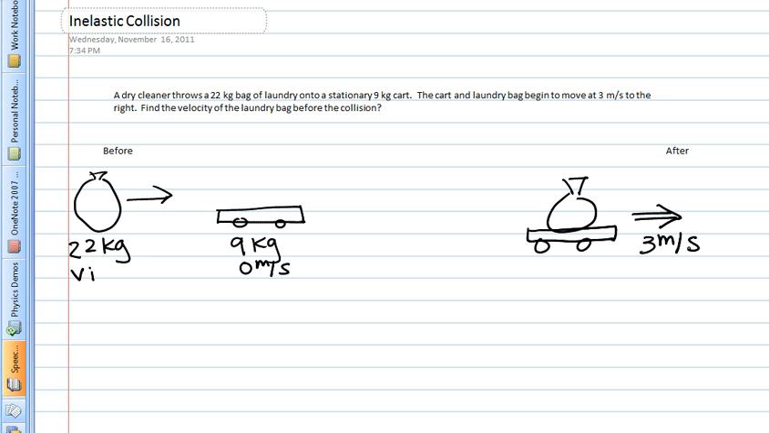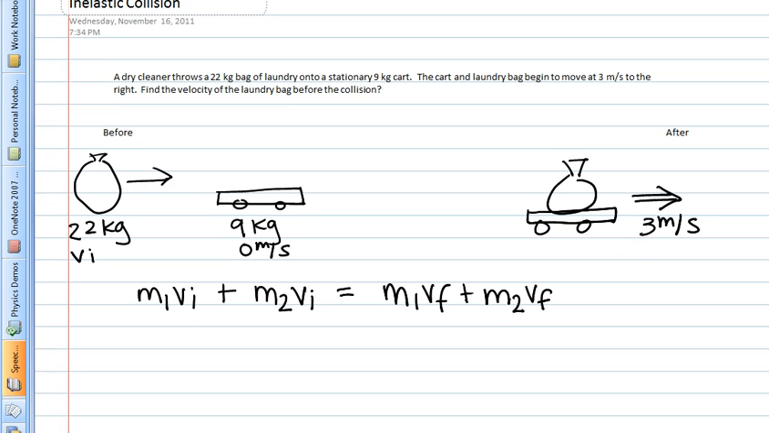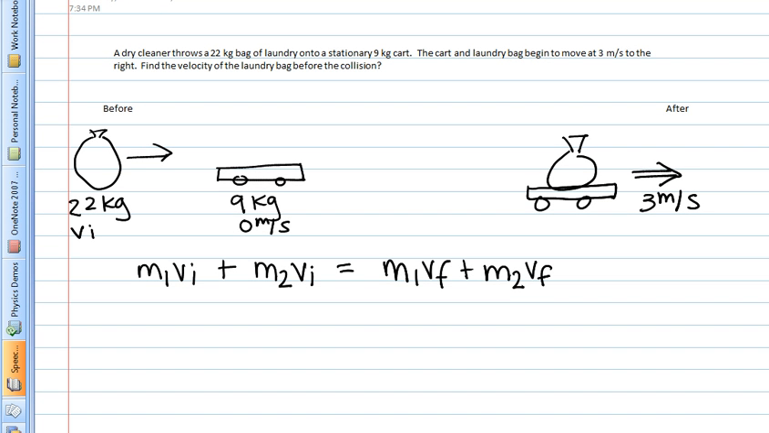So let's set this up now that we have it drawn. Again, as with the last two problems, we are going to do our total momentum before having to equal our total momentum after. So momentum of 1 initially plus the momentum of 2 initially has to equal the momentum of 1 final plus the momentum of 2 final. In this case, we're going to see a slight change.